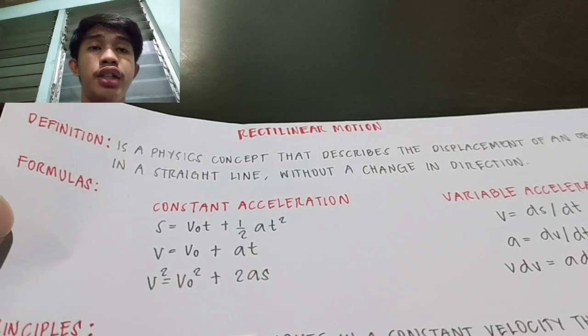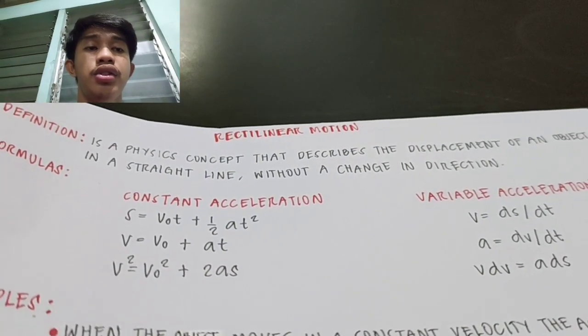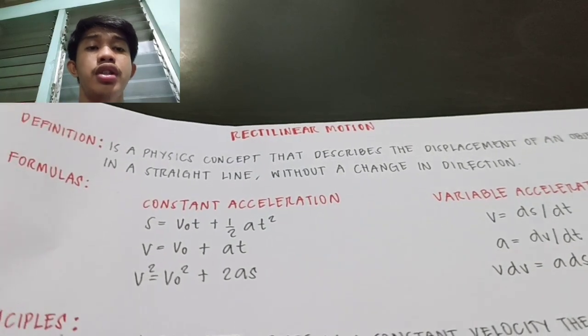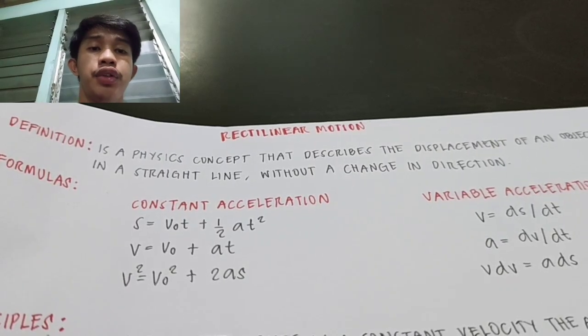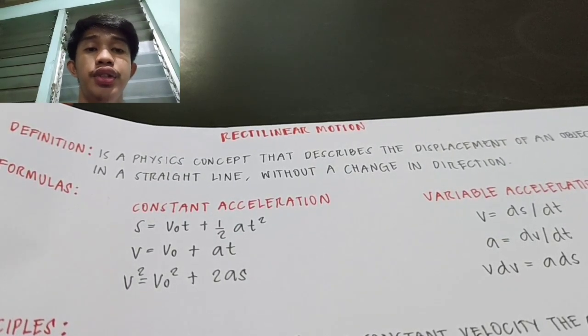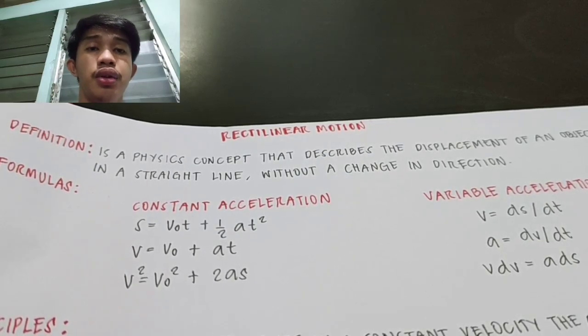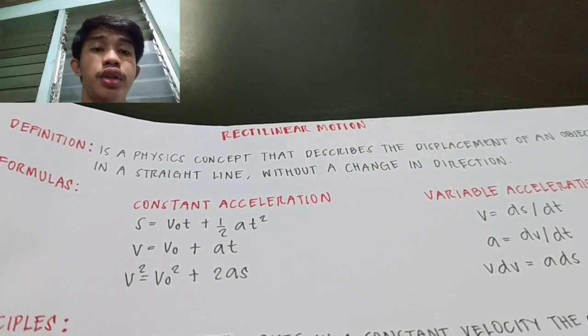So formulas for rectilinear motion, we have two categories. First, we have the constant acceleration, and second, we have the variable acceleration. Let's start with constant acceleration. First, we have S = V₀t + ½at². Next, we have V = V₀ + at. And V² = V₀² + 2aS.